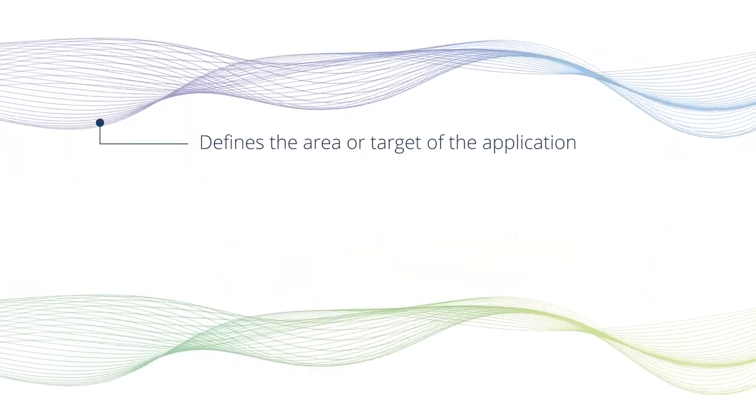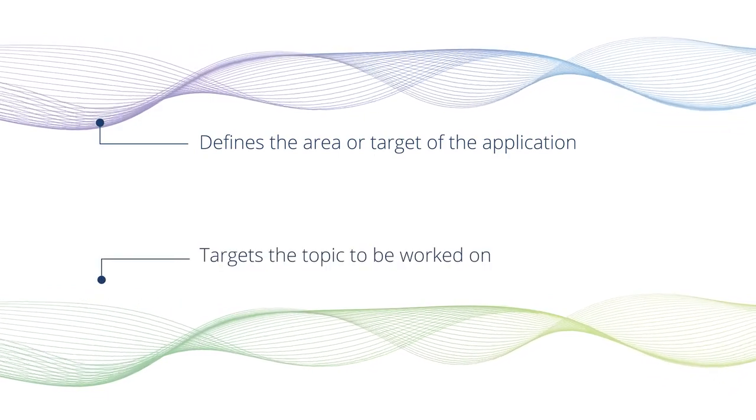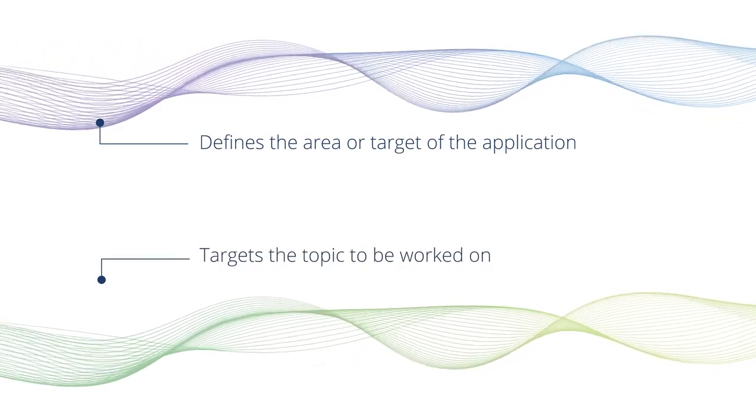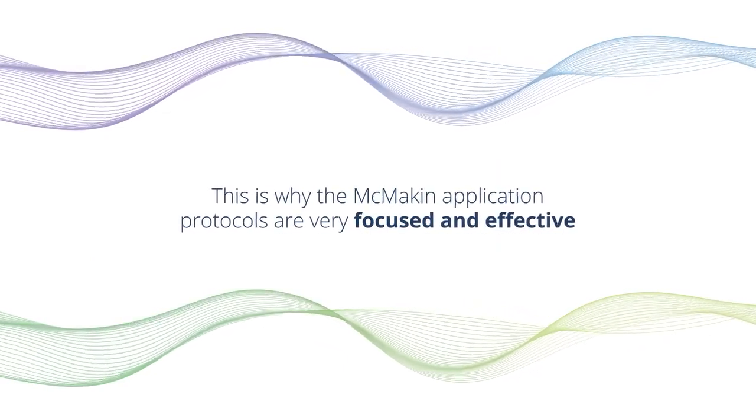Two frequencies are always transmitted simultaneously via two different magnetic fields. The first frequency defines the area or target of the application, whereas the frequency of the second magnetic field targets the topic to be worked on. This is why McMakin application protocols are very focused and effective.